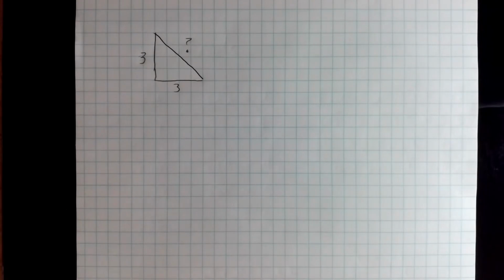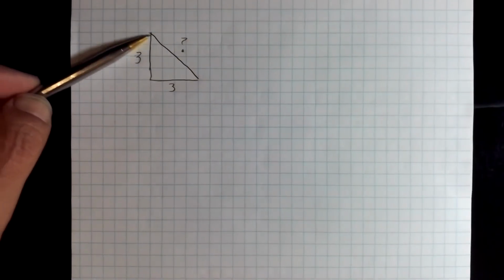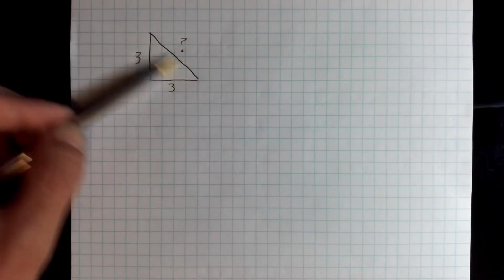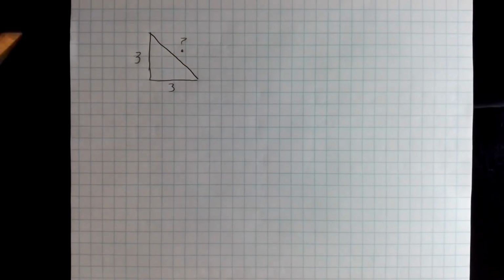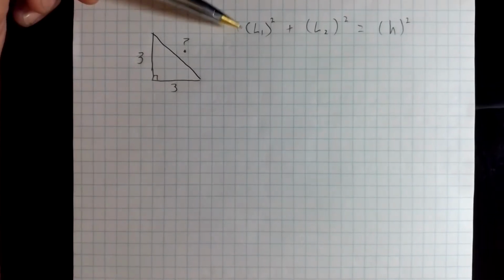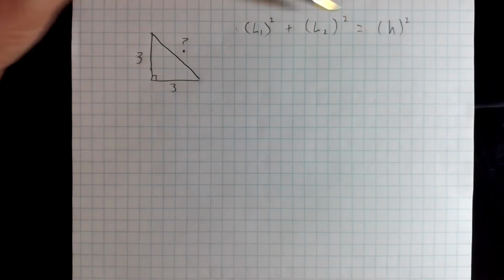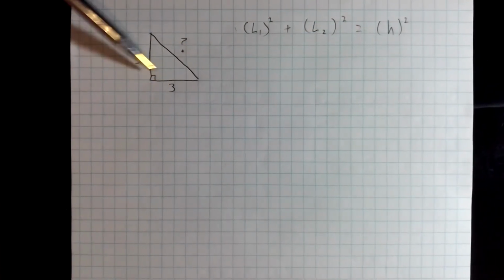Alright, so let's do a problem. Let's say you're given this situation where you're asked to figure out what is the hypotenuse of this right triangle. Make sure I'm clear about that. So from our rule, we know that one of the legs squared plus one of the other legs squared equals the hypotenuse squared. So I know both legs.